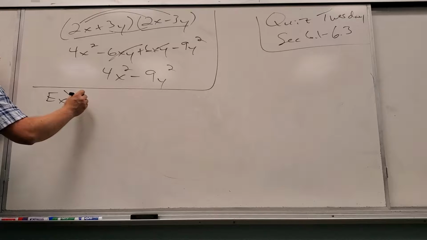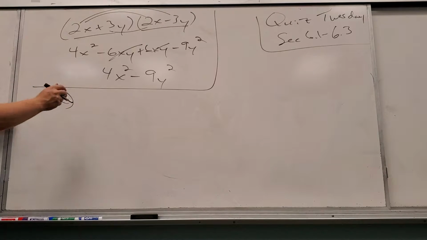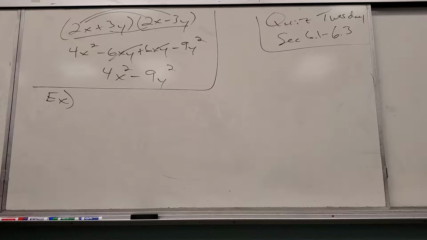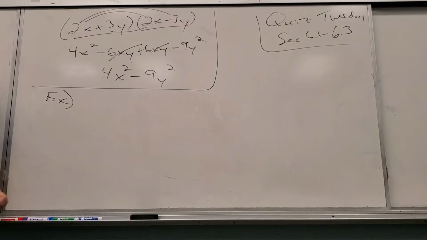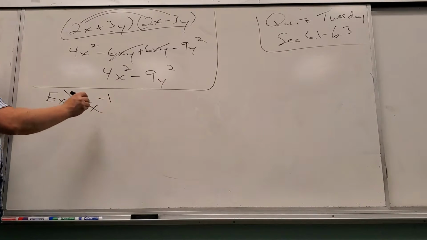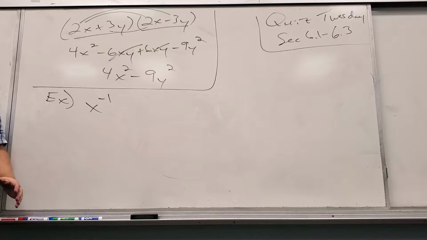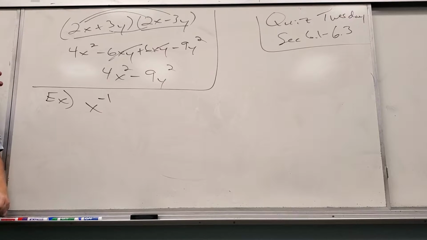I don't know if anybody is curious about this. When we did all the power properties, we did what happens when you multiply like bases, divide like bases. We did what happens when you have a zero power. We did all that, right? What the hell would this mean? Some of you guys know. Do you know why that means that?